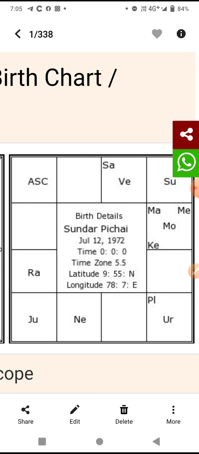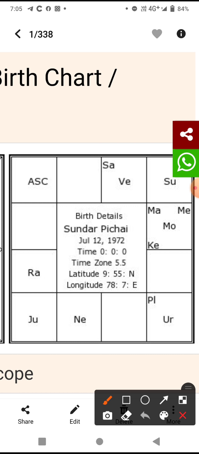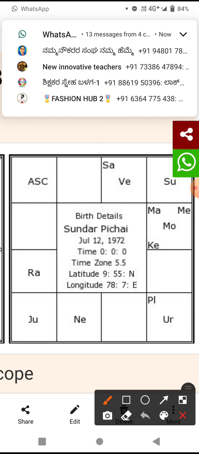Yes, Sundar Pichai was a Pisces ascendant. The ascendant lord is there in it. It is the very beginning principle that the ascendant lord must be in a Kendra or Trikonas. Let me check the principle.